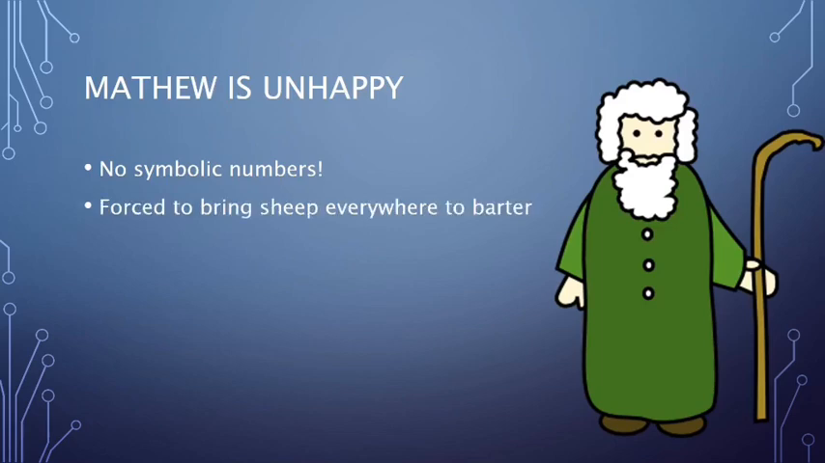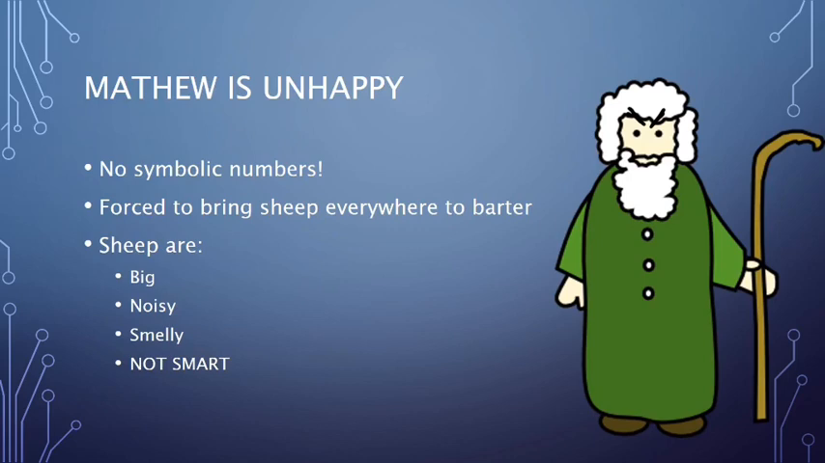What does this mean? Well, it means that as a shepherd he's forced to bring his sheep with him everywhere in order to barter. So if he wants bread or a new fancy staff or a robe or any of the things he doesn't make himself, he has to trade sheep for these things. And because they don't have number systems, ways of tracking how many of things there are, he has to bring these sheep everywhere. And sheep are big, noisy, smelly, and not smart. So if any of you have worked with sheep, you may use stronger words, but they're not the most intelligent animal, which says something about the fact that the Lord compares us to sheep.